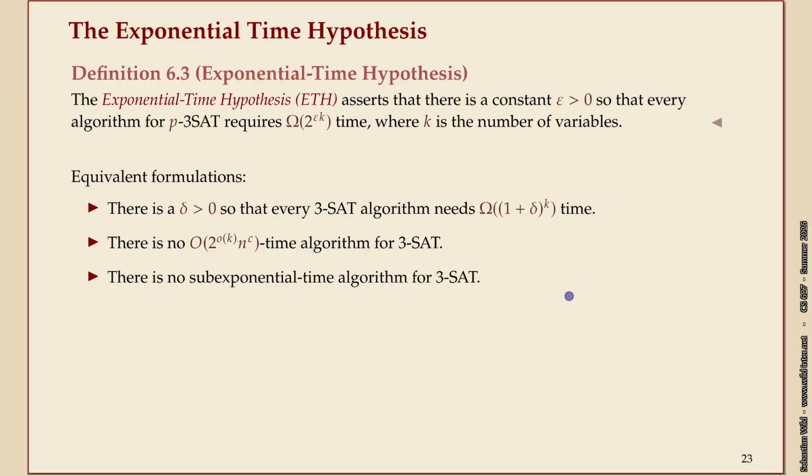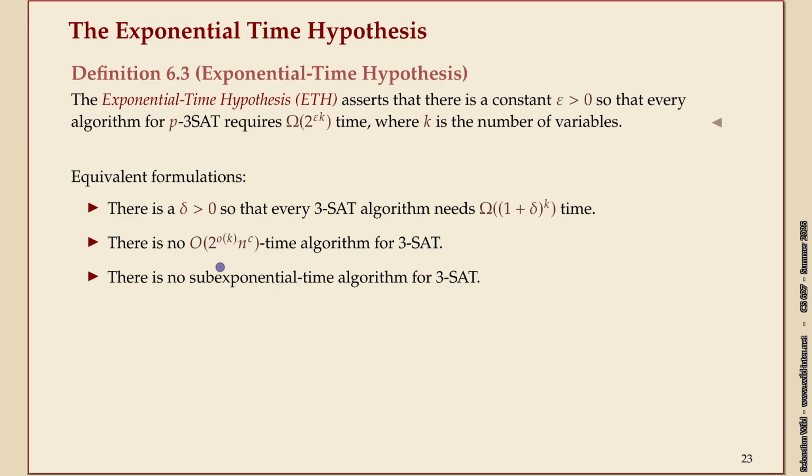Depending where you look, you can reformulate it. That's what I already said. The same thing is to say there is some delta, so that 3SAT algorithms need at least (1 plus delta) to the k. Again, some exponential, just re-expressing how it's written.